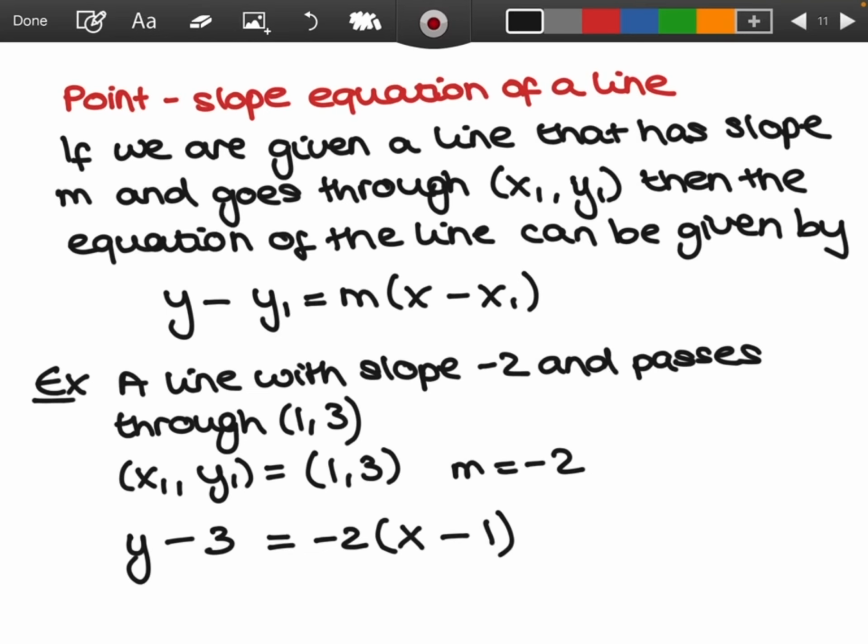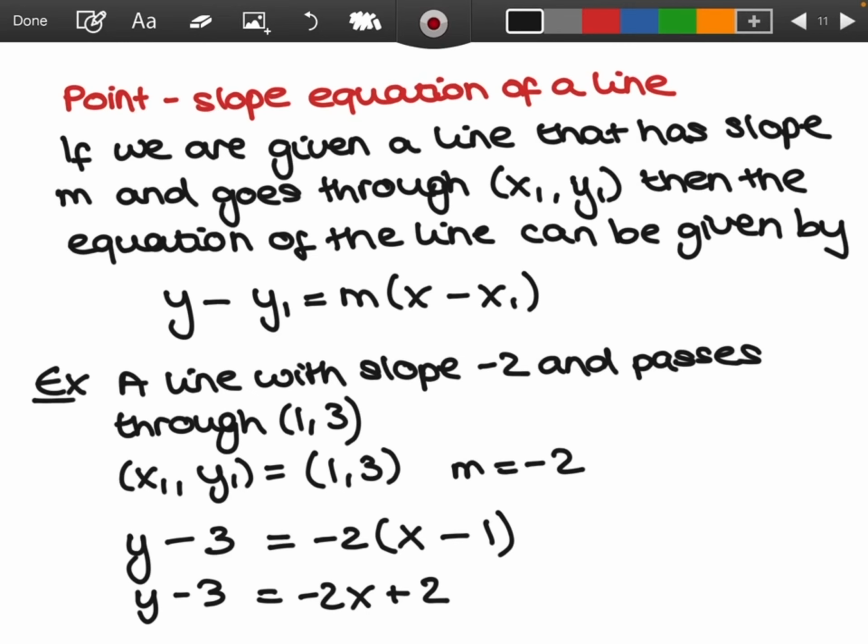I'm actually going to put this into slope-intercept form just because it's the form that we are most used to, especially when we are trying to graph things. So I'm going to leave my left-hand side the same at the moment, and I'm going to distribute out for my right-hand side. So I'm going to get -2x, and then -2 times -1 is +2. Remember, -2 has to multiply everything that is in those parentheses.